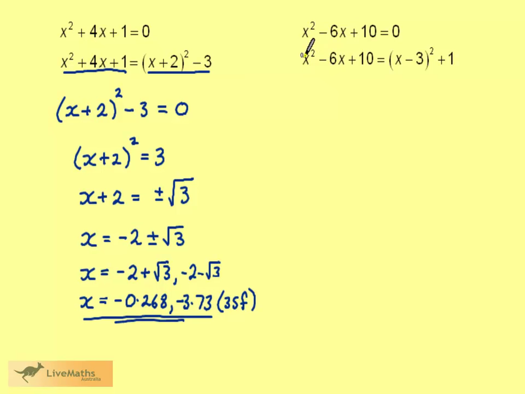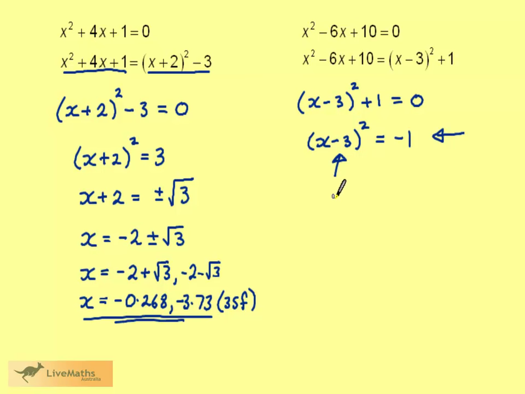Now consider x squared minus 6x plus 10 is 0. Once again we have the completed square form. So we could write the equation as (x minus 3) all squared plus 1 is equal to 0. Subtract 1 from both sides, and we have (x minus 3) all squared is equal to minus 1. But we can see here that this simply won't work.